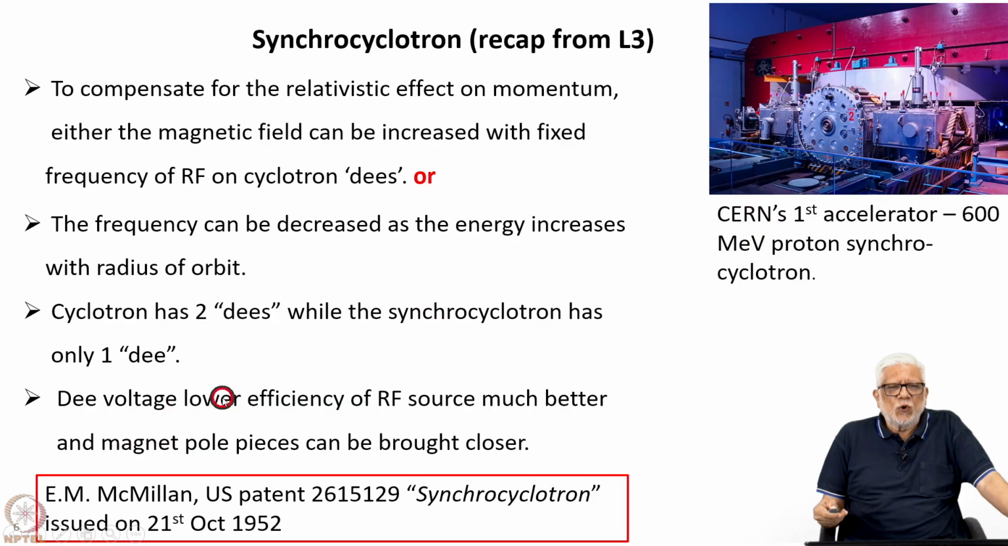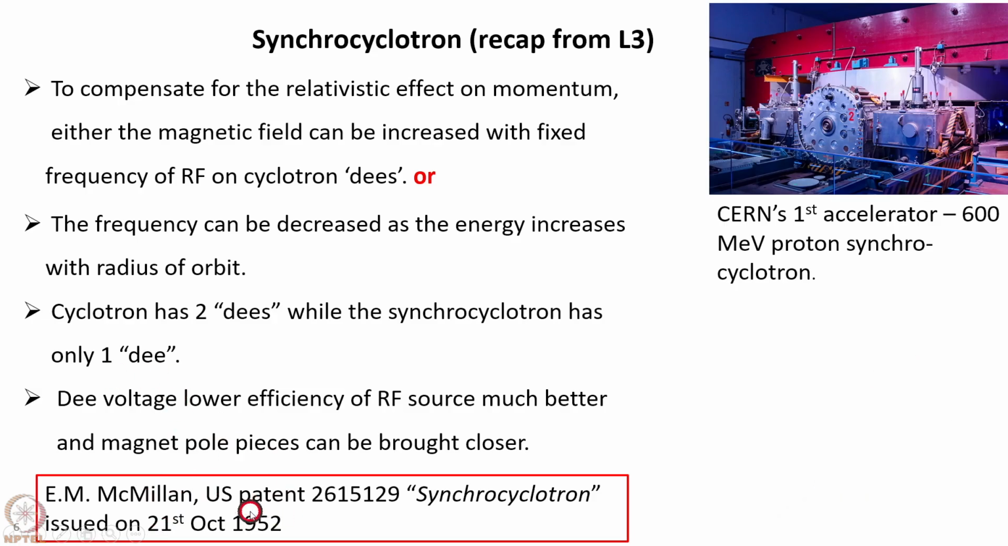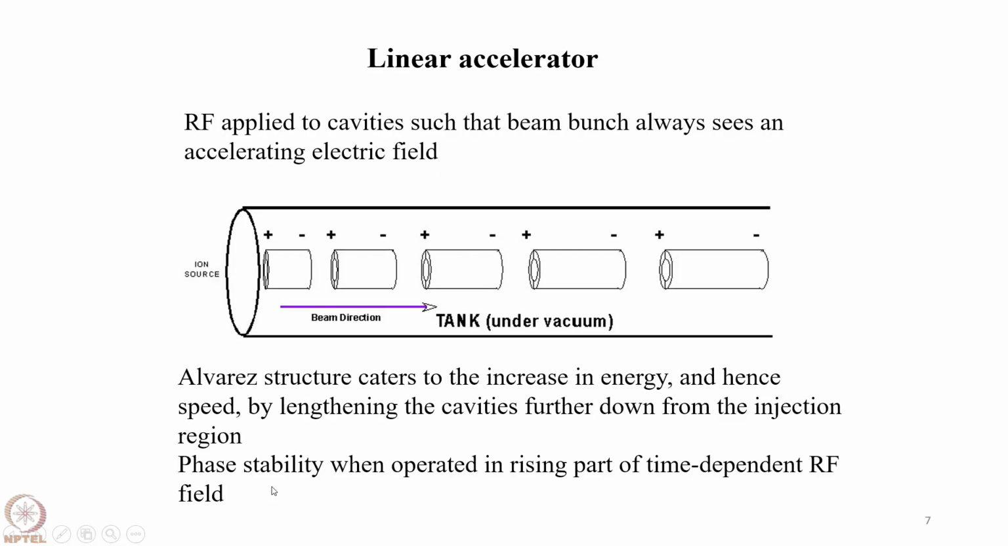So the D voltage can be lower, of course, because you are actually taking the pulse and accelerating it, so the voltages that you have to apply are smaller, and so on. There is a patent on this of Macmillan, the same gentleman who invented the principle of the synchrotron, and this is the 1952 patent.